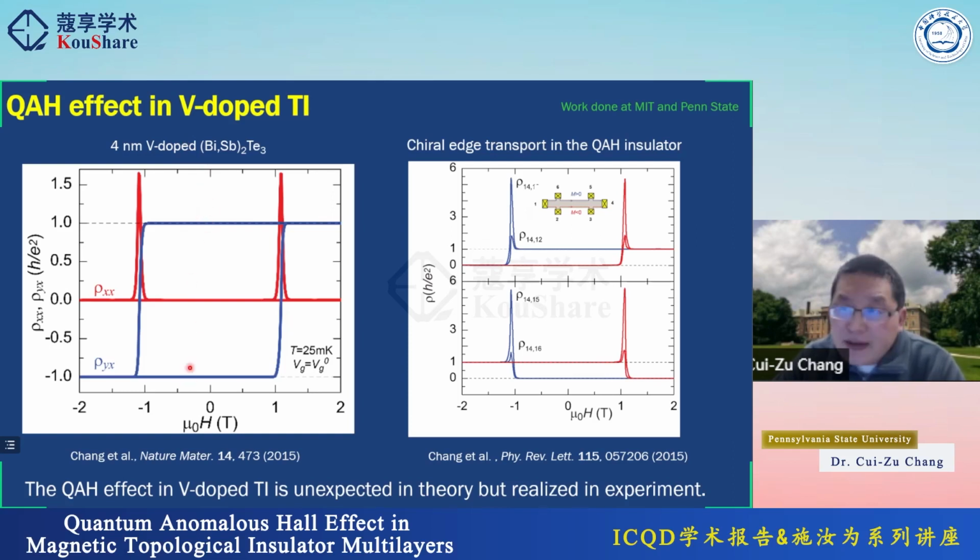We can see at zero magnetic field, the Hall resistance is quantized and the longitudinal resistance is very close to zero. It's less than 3 ohm here. And by performing local and non-local two-terminal, three-terminal, and four-terminal measurements, we clearly demonstrated the chiral edge transport in the quantum anomalous Hall insulators.